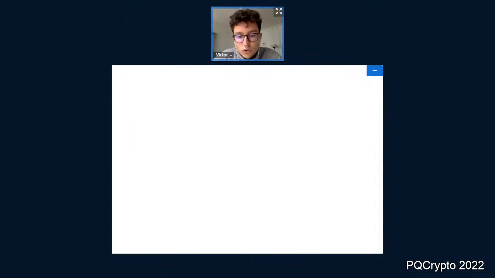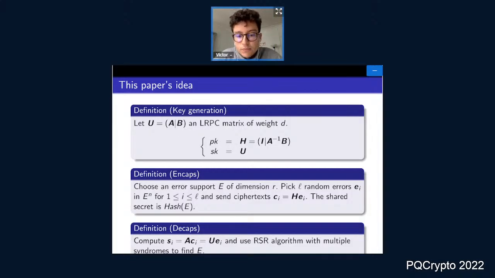And then for the decapsulation, you will do as before, multiply the ciphertext by matrix A, and then you will have several syndromes, but this time with the secret matrix U as a parity check matrix, and you have several syndromes with the same support. And then the rank support recovery algorithm you can use is the same to recover the shared secret E, but this time you have multiple syndromes, so it's more efficient.